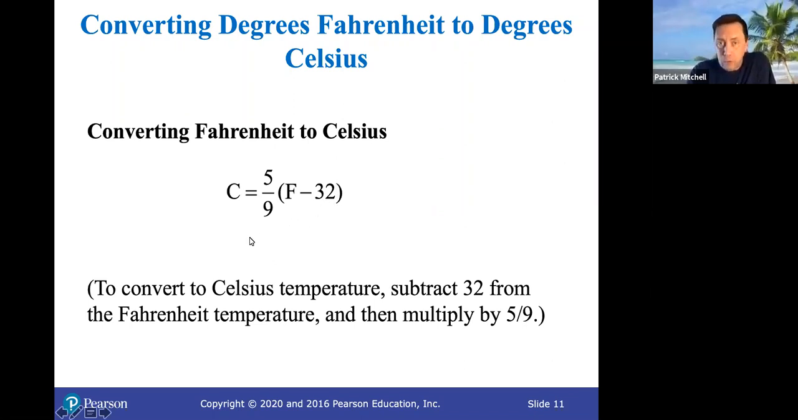Those are important because to convert Fahrenheit to Celsius, you start by subtracting 32 from the Fahrenheit temperature and then multiply by 5/9. And they're not giving me the option of using a decimal instead of 5/9 because 5/9 is a repeating decimal. So if I use a decimal, it's not going to be exact.